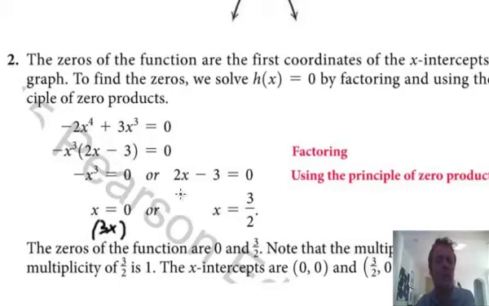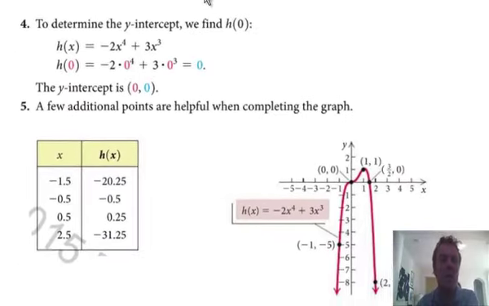Just solve them equal to 0. That's just 1 time, so it's going to cross the graph at 3 over 2. And it's going to cross the graph, probably with a kink in it, at x equals 0. So these are the x-intercepts. Have a look there. Let's put it all together again.